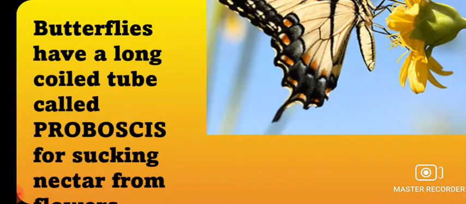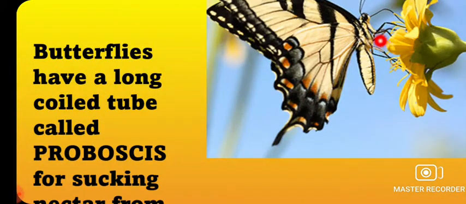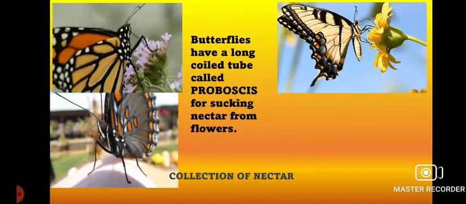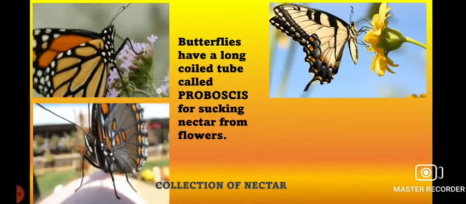Nectar means honey. If you can zoom the picture, you can see it here. See, this is the long proboscis by which it is sucking the nectar or the honey. Or you can see here also, this is the structure of the proboscis.